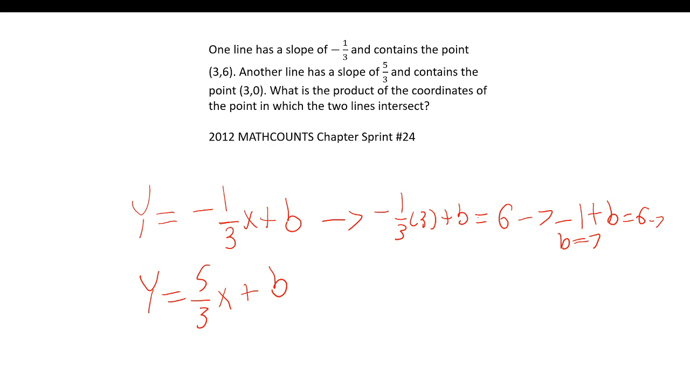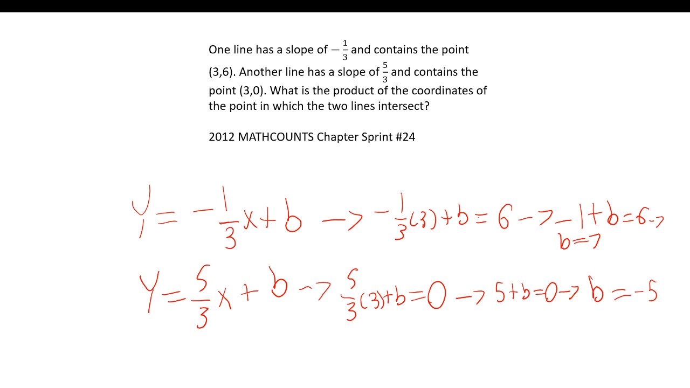We've completed this equation. Let's go on to the other equation. We know this contains the point (3, 0), so that's the x-intercept. So when x is 3, y is just 0. These 3's cancel, and we're left with 5 plus b equals 0, so b is negative 5.